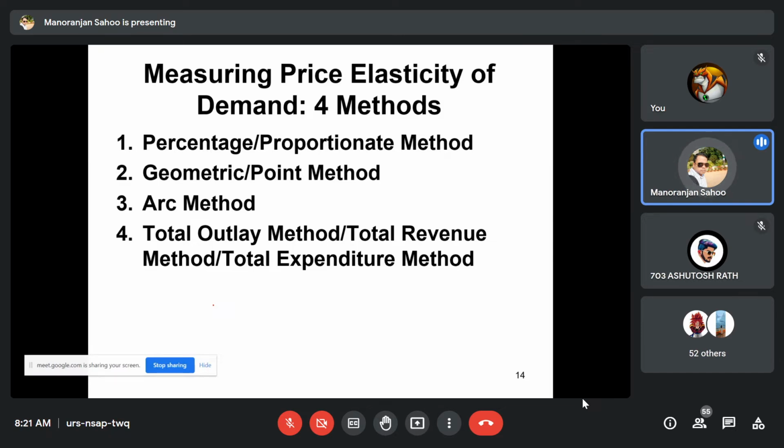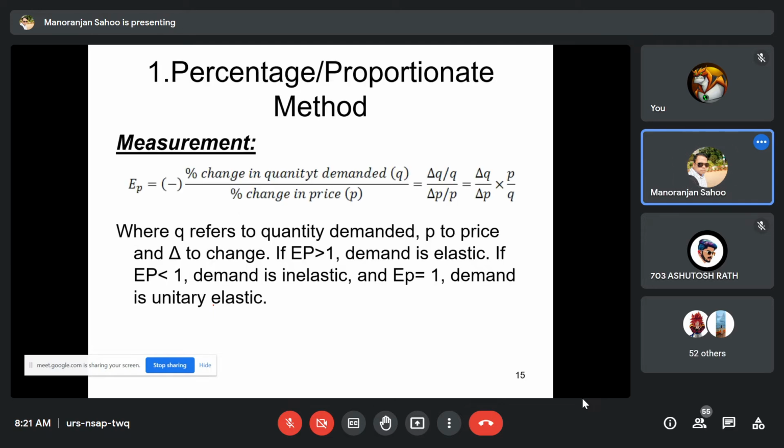Then there are 4 methods of elasticity. One is the percentage method, second the geometric method, third the arc method, and fourth the total outlay method. According to the percentage method, elasticity value equals negative percentage change in the quantity demanded divided by percentage change in the price. Remember that price elasticity of demand will always be negative, because there is an inverse relationship between price and quantity demanded.